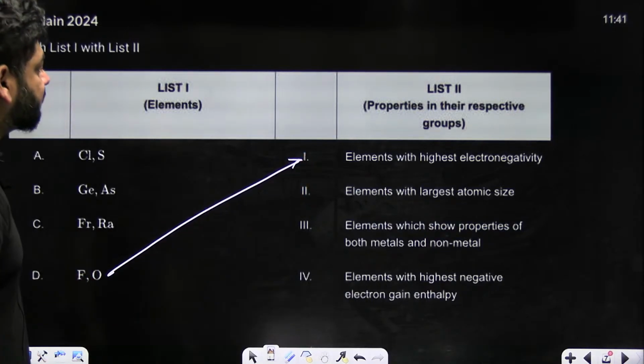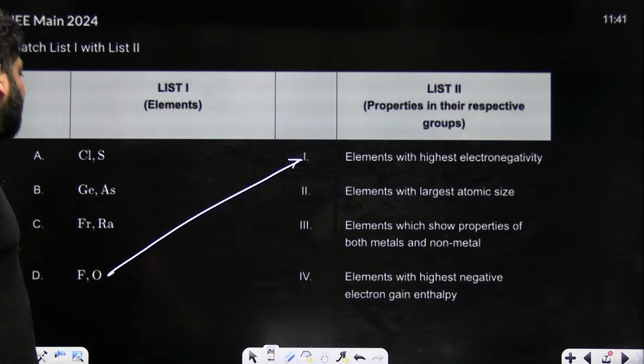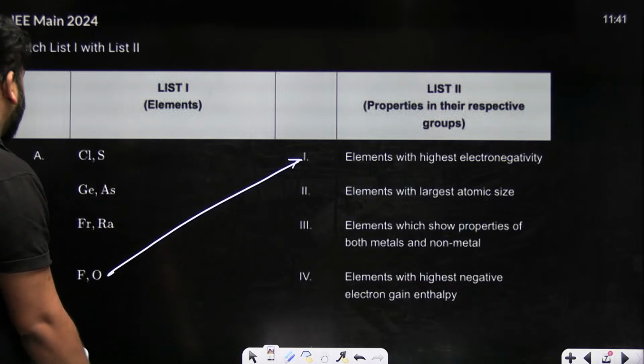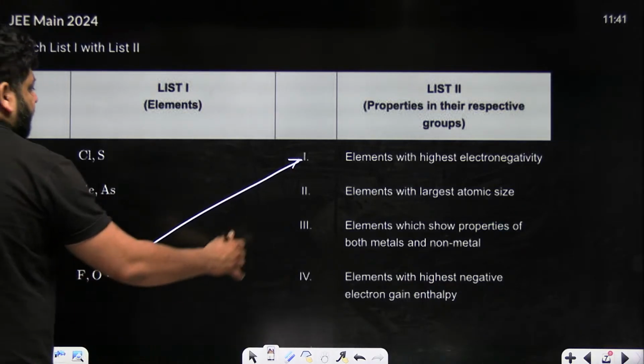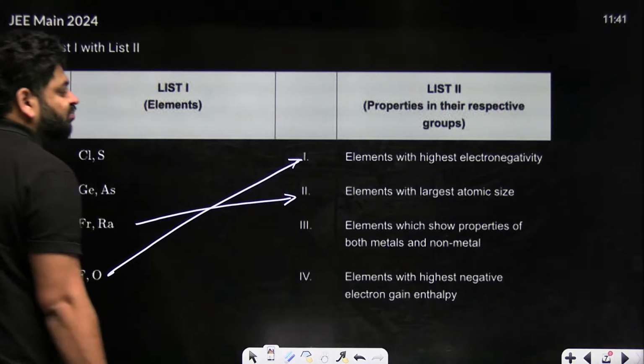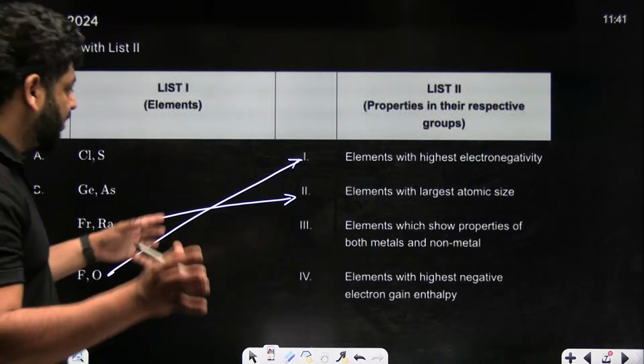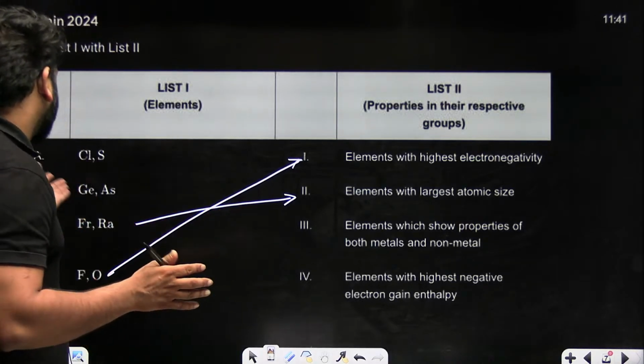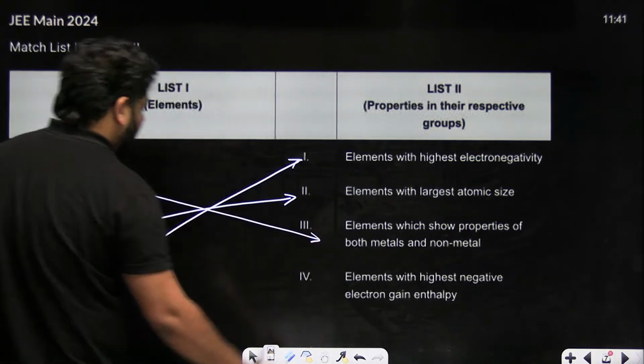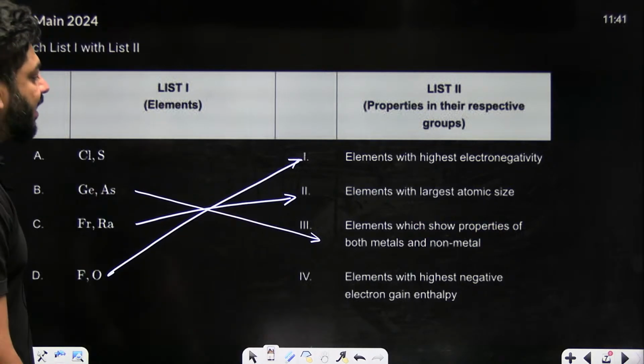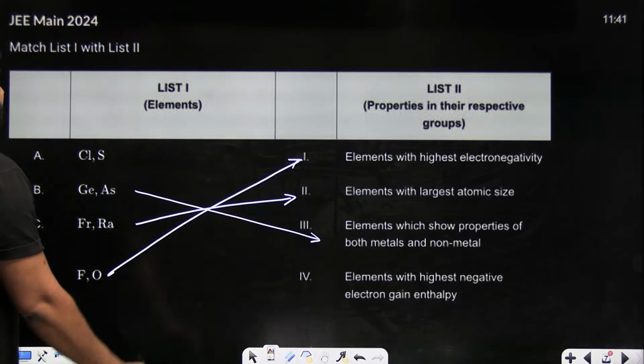See how easy. And then next is the element with the largest atomic radii. So francium and radium are supposed to have the largest atomic radii. Then elements which show the properties of metal and non-metal, metalloids: germanium and arsenic, both of them are metalloids. And lastly, we have elements with the highest negative electron gain enthalpy, which are chlorine and sulfur.